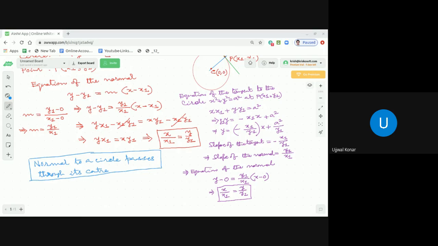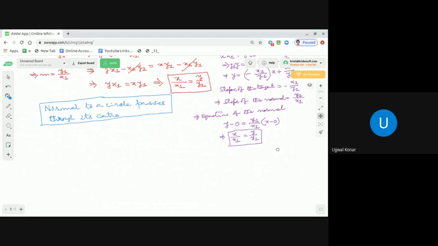Now, dear students, what we are going to discuss is that we are going to find the equation of the normal to the circle, whose general equation is x square plus y square plus 2gx plus 2fy plus c equal to 0, at the point x1 comma y1 on it. So let me write it down. How we get it is something like this. I'm taking it from my study material.